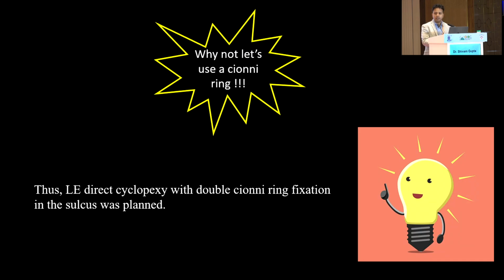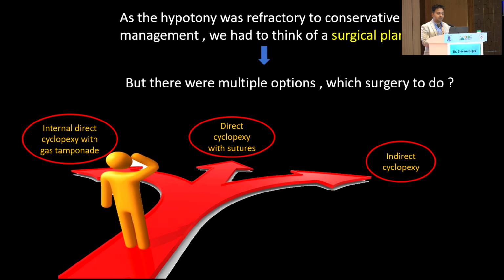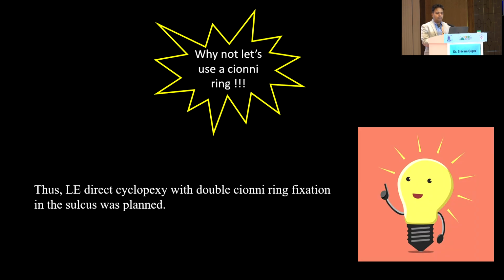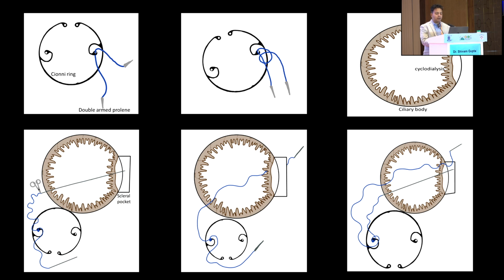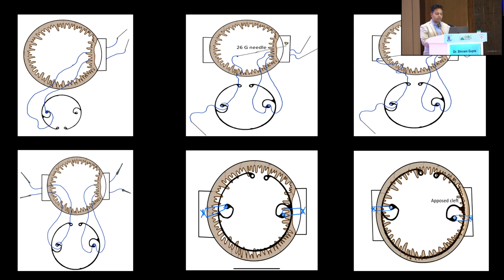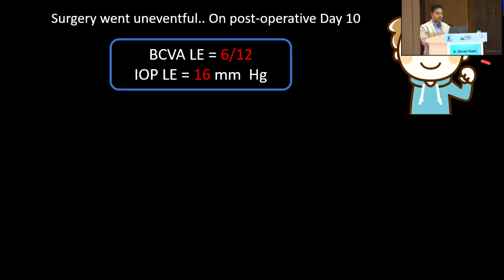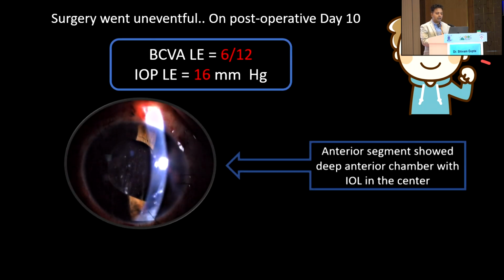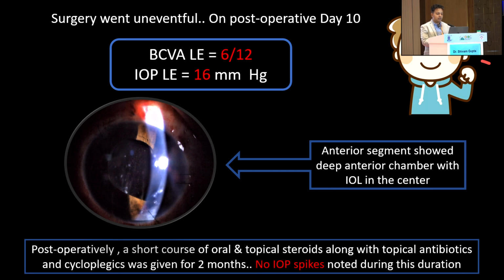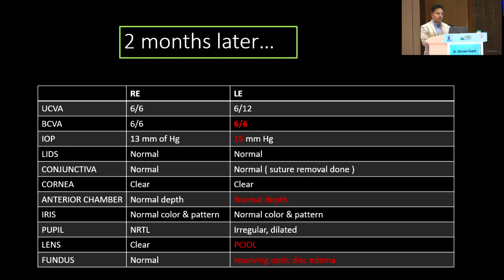There were multiple surgical options we could go on with, like indirect, direct, or others. So we planned a CTR implantation. Here we implanted a double ring CTR inside the sulcus. So yes, we achieved full success with it, with IOP coming back to 16 mmHg and anterior chamber well formed. After 2 months follow-up, patient had a good 15 mmHg pressure, normal depth, PCIOL, and resolving optic disc edema.